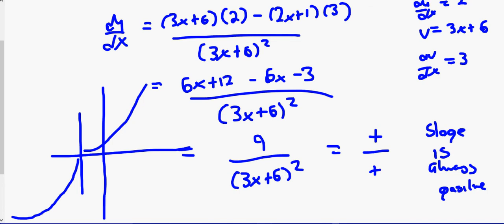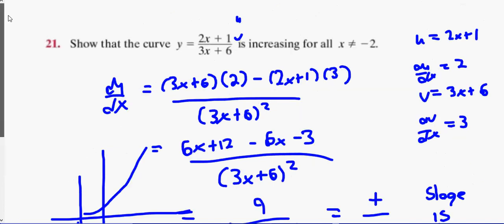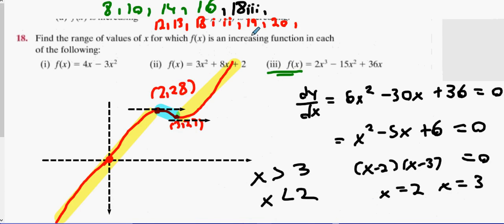Okay? So, in class today, I did 8, 10, 14, 16, 18, and 21. Your homework for tonight is 12, 13, 18 parts 1 and 2, 19 and 20.